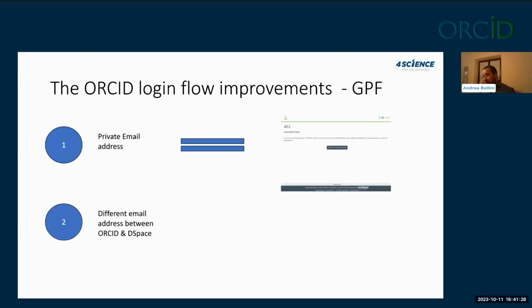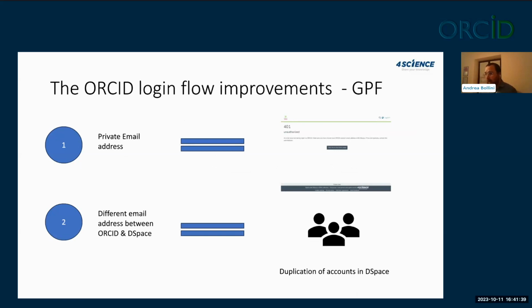So the other problem is when the user has a different email address in ORCID than the one used in DSpace. What this currently means is that the user is able to log in to DSpace, but a new account is created. So the information about the same user is spread over two separate accounts. And of course, also this is absolutely unideal.